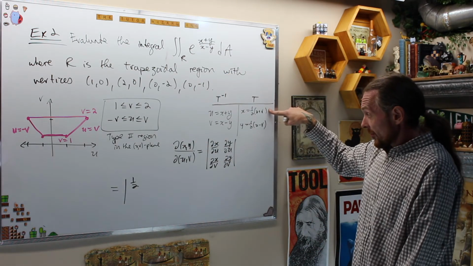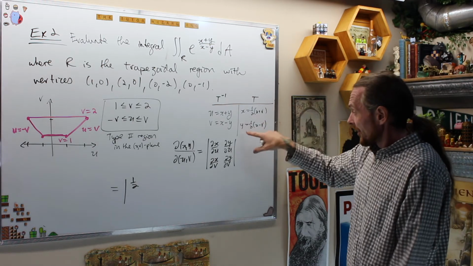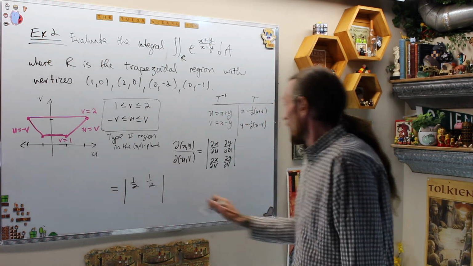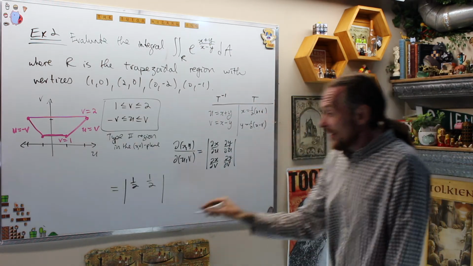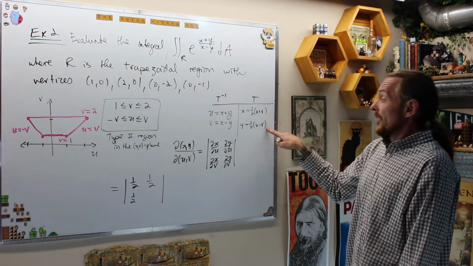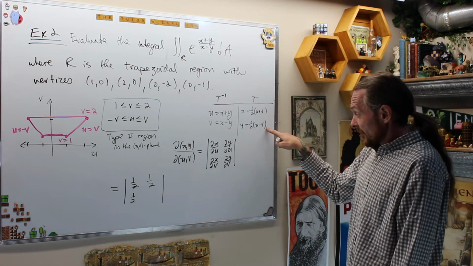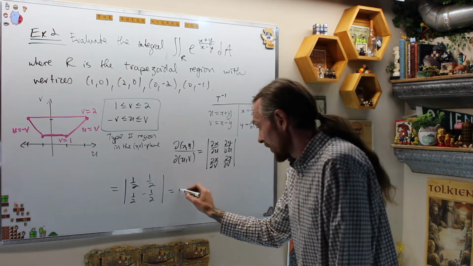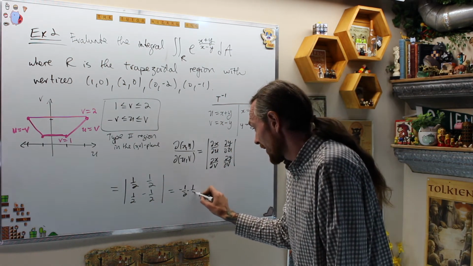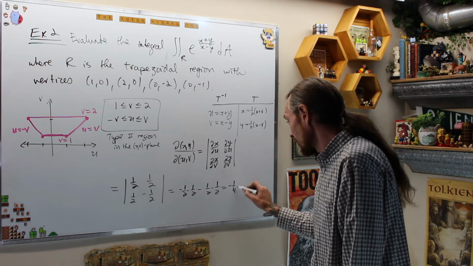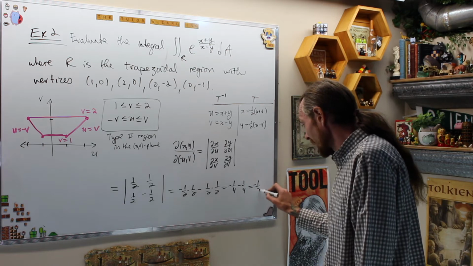The partial derivative of y with respect to u is 1/2 also. The partial of x with respect to v is 1/2, and the partial of y with respect to v is negative 1/2. And so this 2 by 2 determinant becomes negative 1/2 times 1/2 minus 1/2 times 1/2, which is negative 1/4 minus 1/4, which is negative 1/2.